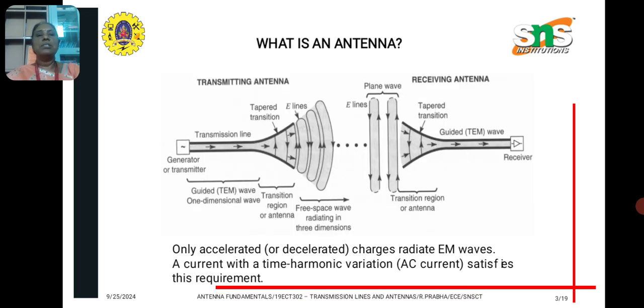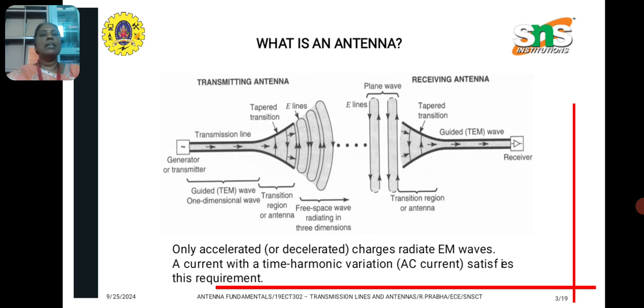So this picture represents the antenna structure and how it acts as an interface between guided wave and free space wave. On the left side we have a generator or transmitter, and from the generator the electromagnetic wave is generated, and it is guided through a transmission line. With the transmission line an antenna is attached. Here the purpose of this antenna is to convert the guided wave from the transmission line to free space waves. That is, it converts plane waves from the transmission line to spherical waves into air.